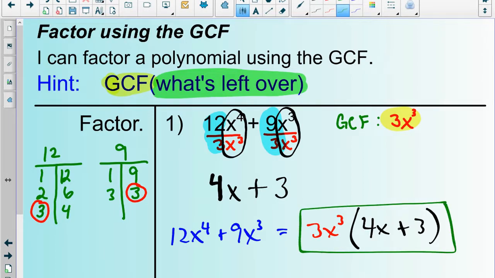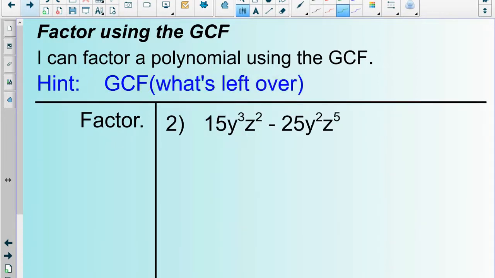So that is my answer. One of my factors is 3x cubed. That was the greatest common factor. The other factor then is 4x plus 3. I know there's two parts to it, but that's the other thing that we multiply by since it was grouped in parentheses. So I know this can be a little confusing. Let's look at some more.